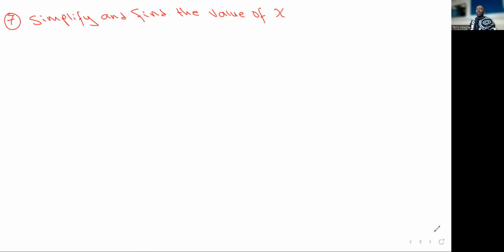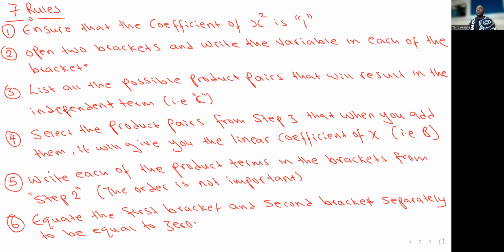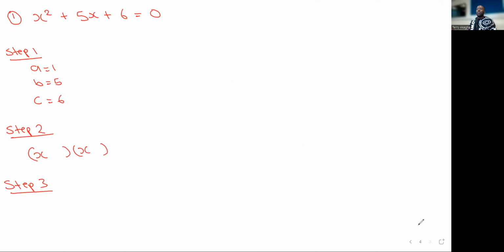What does step 3 say? So step 3 says, list all the possible product pairs that will result in the independent term, which is c. Okay? So our c is equal to 6, right? So we're going to list all the possible numbers that we can multiply together, and that will give us what?